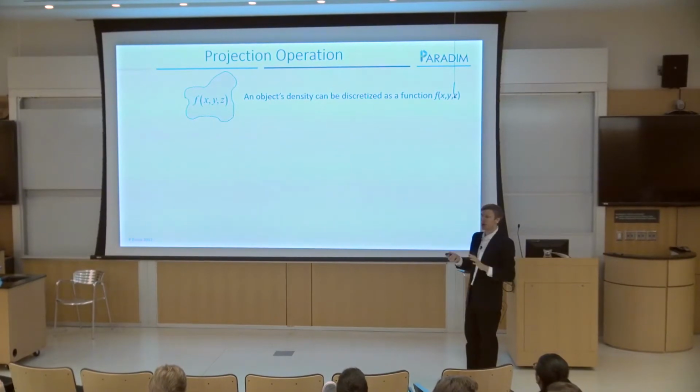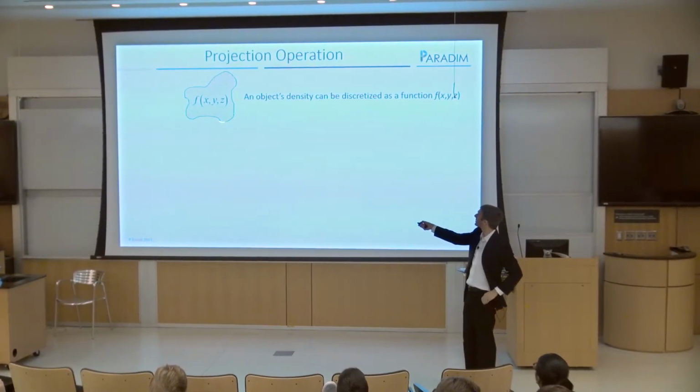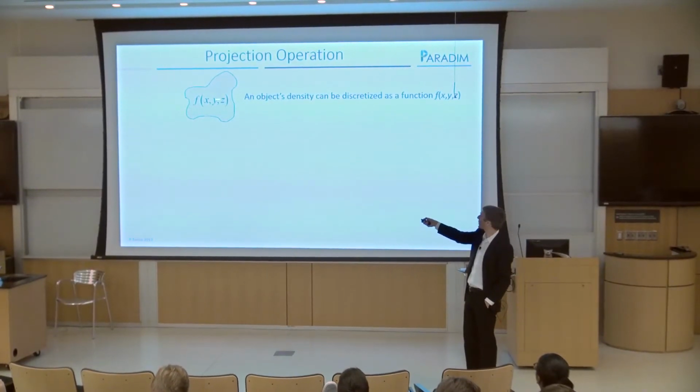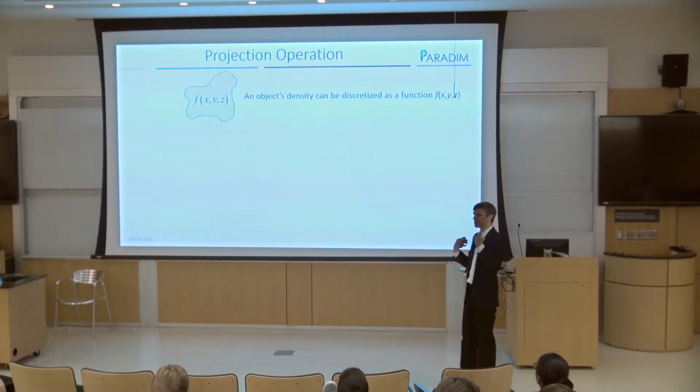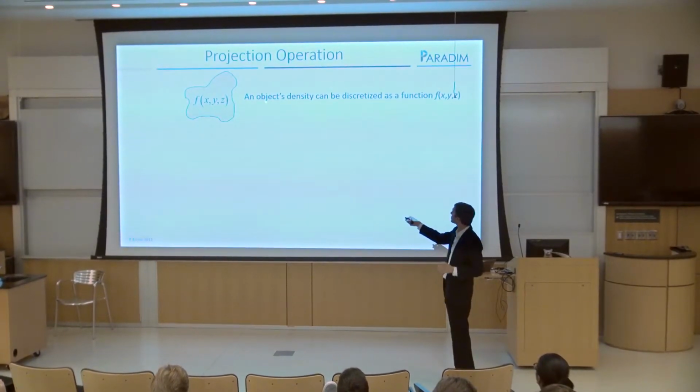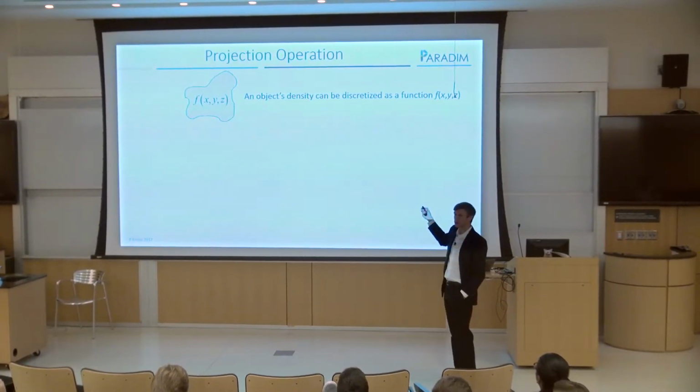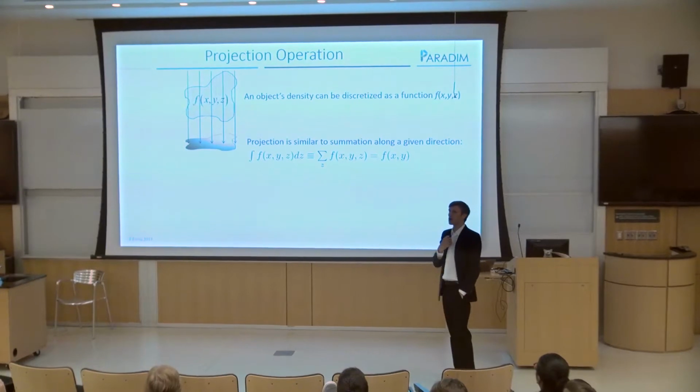Okay, a projection operation. You have some object that is a function, let's call it a function, where at each XYZ position you can describe that as a density. Okay? An object's density can be discretized as a function within some sort of, we call it a voxel. A three-dimensional pixel is called a voxel.